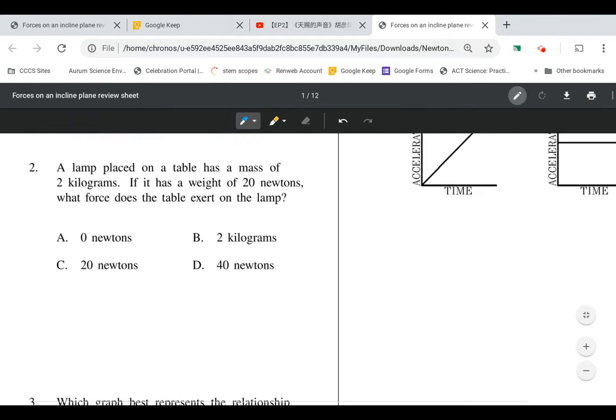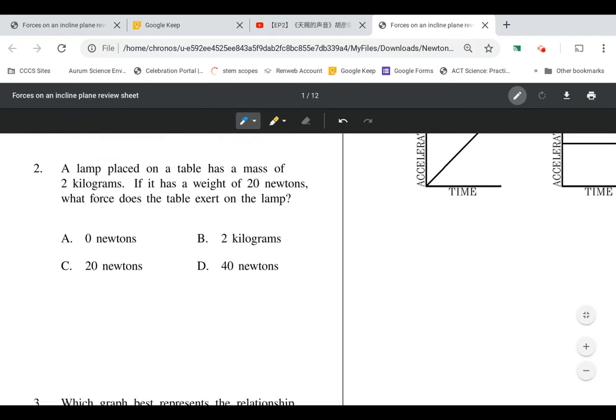Question number 2. A lamp placed on a table has a mass of 2 kilograms. If it has a weight of 20 newtons, so this is our table, and this is our lamp. The gravitational force, which is the weight, is 20 newtons. And the force the table exerts on the lamp is the opposite force, an equal force of Fg, which is Fn. Since they're balanced, Fn is 20 newtons, so it's C.